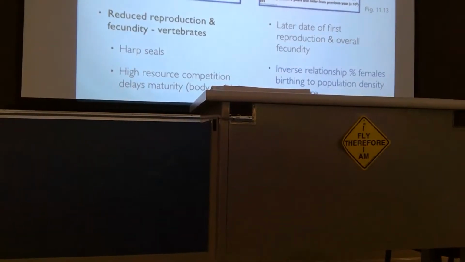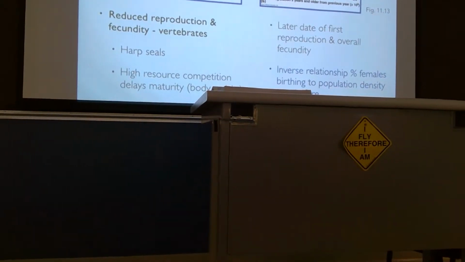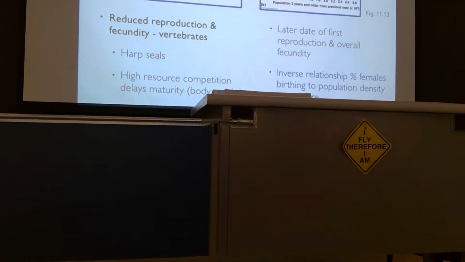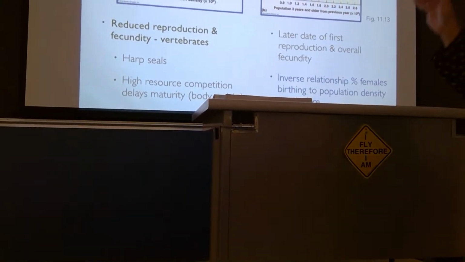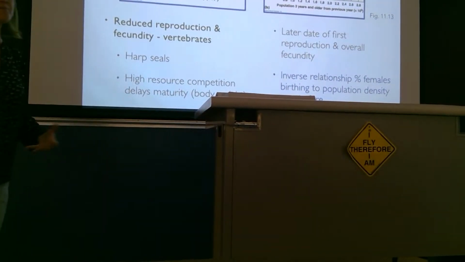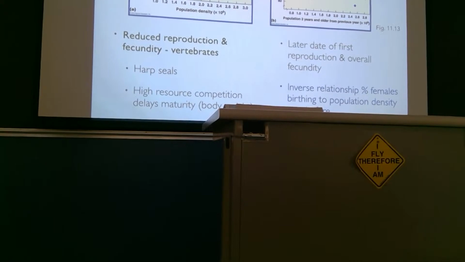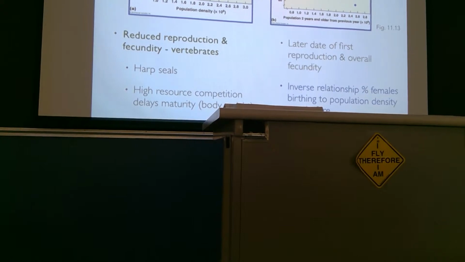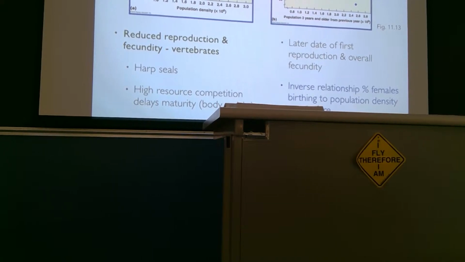Okay, cool. All right, the last thing that competition causes is a reduction in reproduction and fecundity. And we have examples here from vertebrates, and we're looking at these gorgeous harp seals, which are these wonderfully plump, fat little roly-poly vertebrates when they are just coming out of their summer feeding and into their mating processes. They're all looking really great.